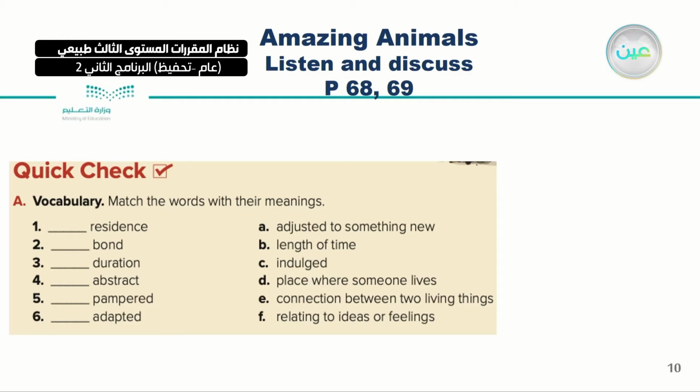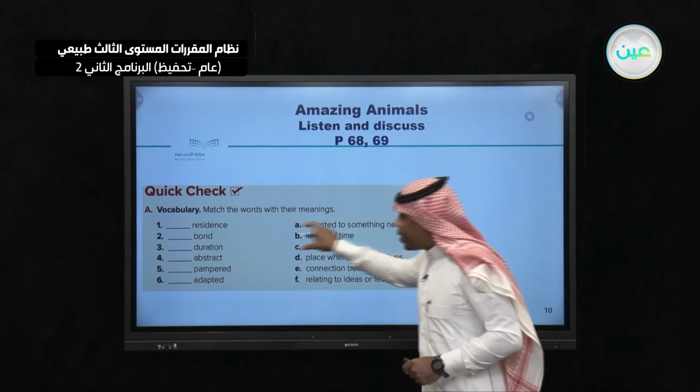What about the meanings? A, adjusted to something new. B, length of time. C, indulged. D, place where someone lives. E, connection between two living things. And F, relating to ideas or feelings. Okay, now you have time to answer all of these, to match these words with their meanings.